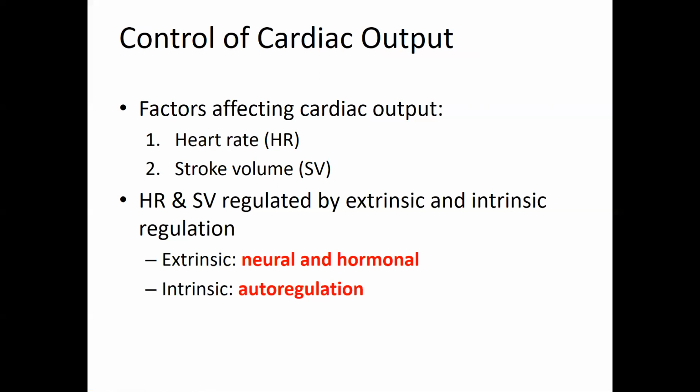Then there are some intrinsic factors, and this means that the heart has mechanisms in and of itself that can regulate the heart rate and regulate the stroke volume. So this is what we call autoregulation, which means regulating yourself or regulating itself. So the heart has certain mechanisms, and we're going to talk about one specific one later on, which is basically how the heart can regulate its own rate, its own stroke volume, its own cardiac output.